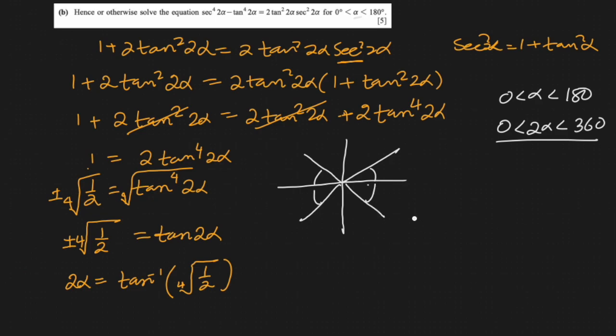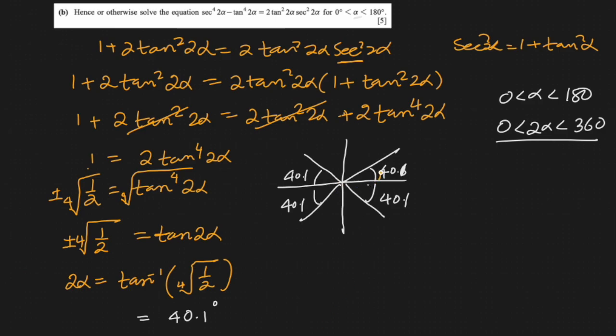Okay, so now let me find what is tan inverse fourth root of 1 over 2 alpha. It comes out to be about 40.06, sorry, 40.1. Let's make it 40.1, 40.1, and 40.1. So our answers start coming now.